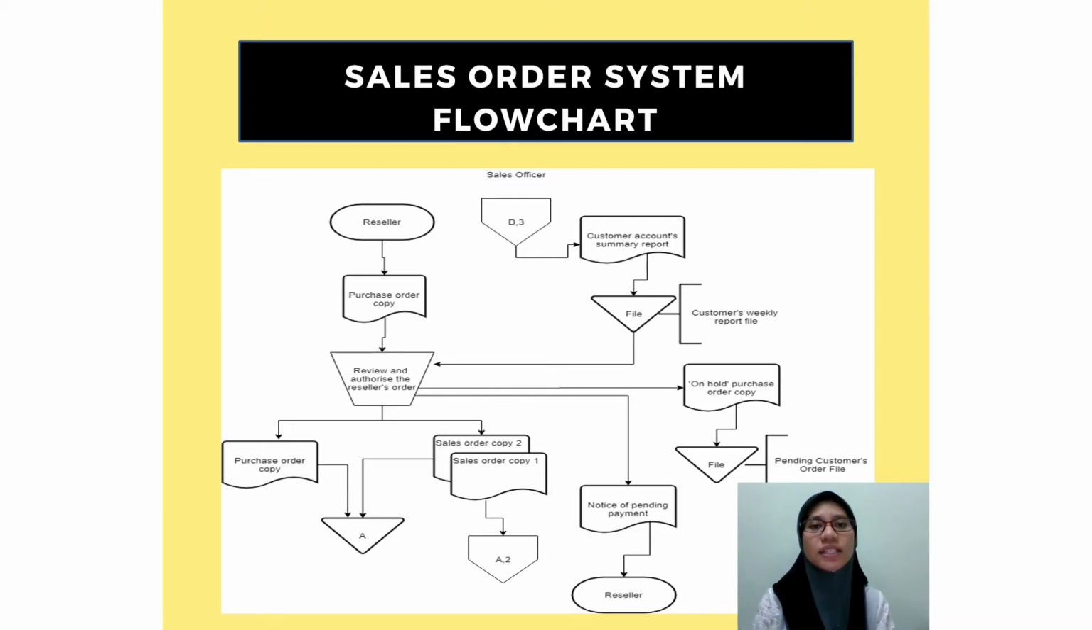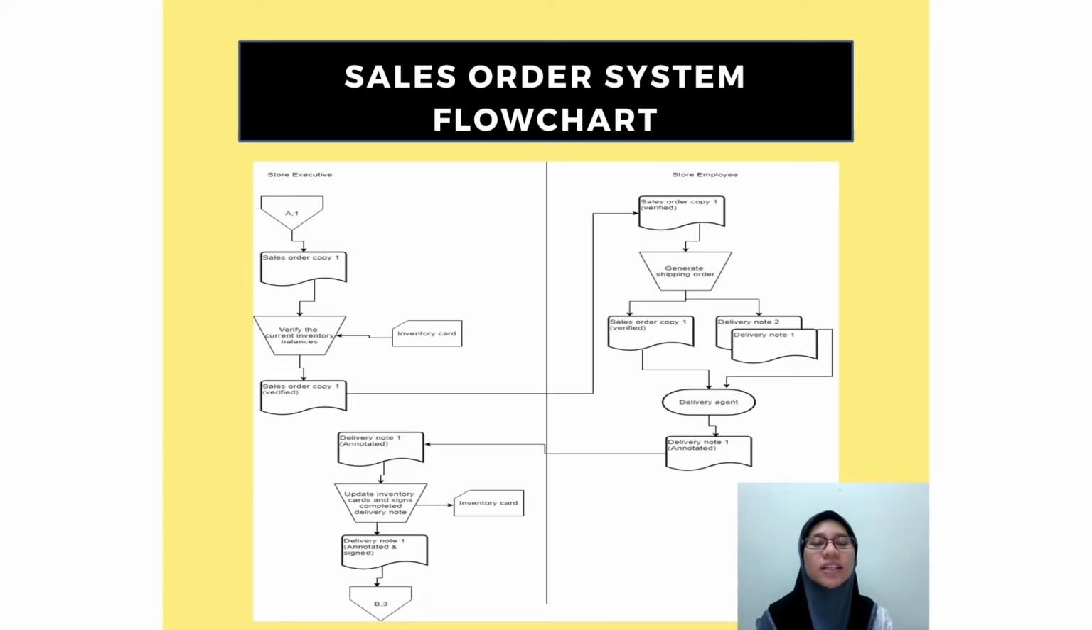The sales order system in SESB Sdn Bhd is initiated when the reseller sends the purchase order copy to the sales officer. The sales officer will review and authorize the reseller order and then produce 2 copies of the sales order. The first copy of the sales order will be sent to the store executive, while the second sales order copy with the purchase order copy will be filed.